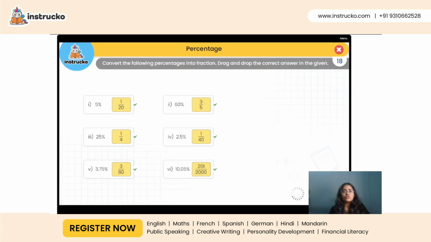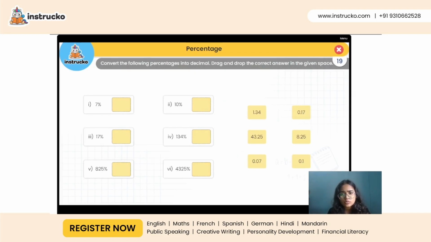Let's go. So we move on to the next exercise. This one also talks about, okay, this one's different. Convert the following percentages into decimal forms. Drag and drop the correct answer in the given spaces. Now, how to convert a percentage into decimal form? Very easy. Again, you follow the same step. 7% means 7 divided by 100, right? So you divide 7 by 100 and see what number you get. You solve that fraction into decimals and whatever answer you get is the right answer for you.